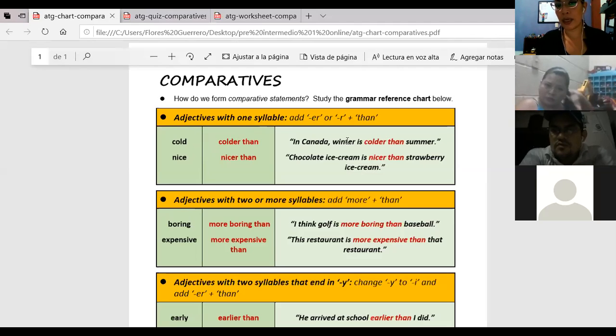In Canada, winter is colder than summer. Este es el ejemplo que tenemos acá. En Canadá, el invierno es más frío que el verano. Pero no sería mejor decir en Canadá el invierno es más frío que en Estados Unidos? Bueno, en Canadá como que siempre hace frío, sea la estación que sea, pero cuando es verano hace menos frío.